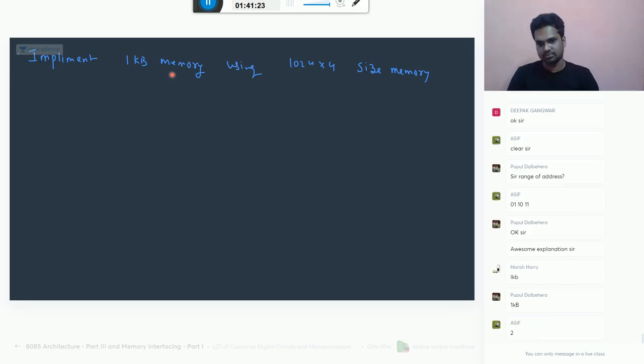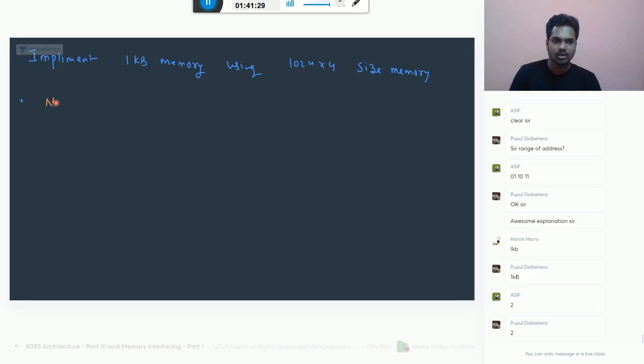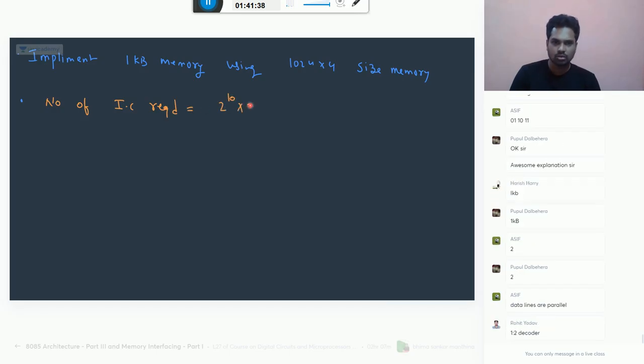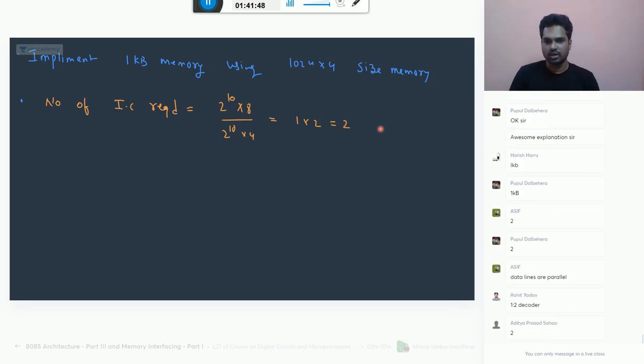How to do it? Listen, same story. How many ICs are required? 2 to the power of 10 into 8 divided by 2 to the power of 10 into 4. So 1 by 2, just 2. You don't need a decoder here. Just listen.